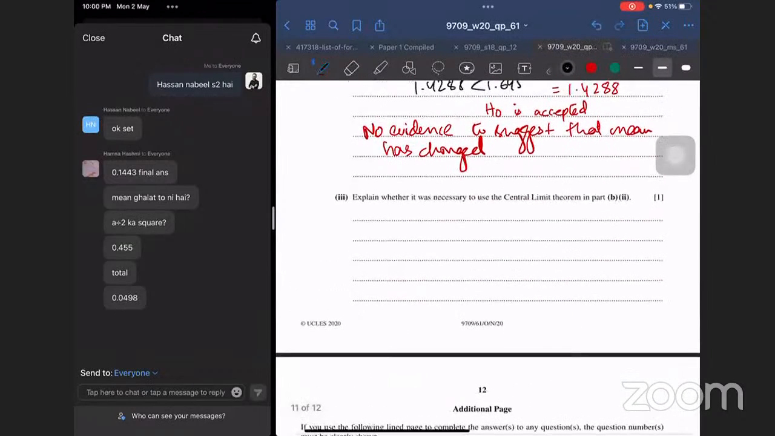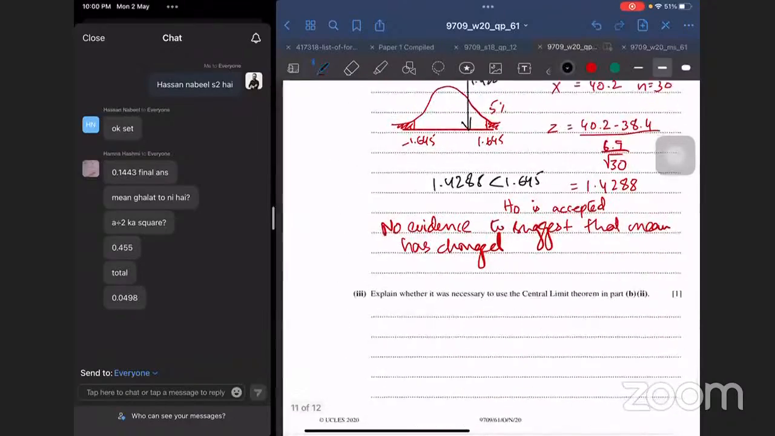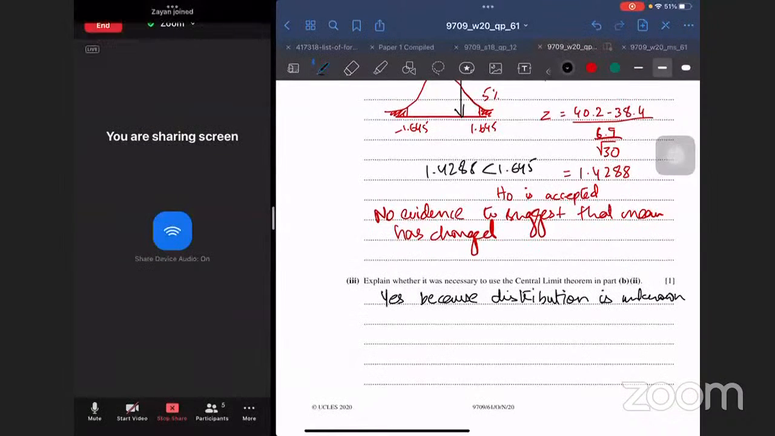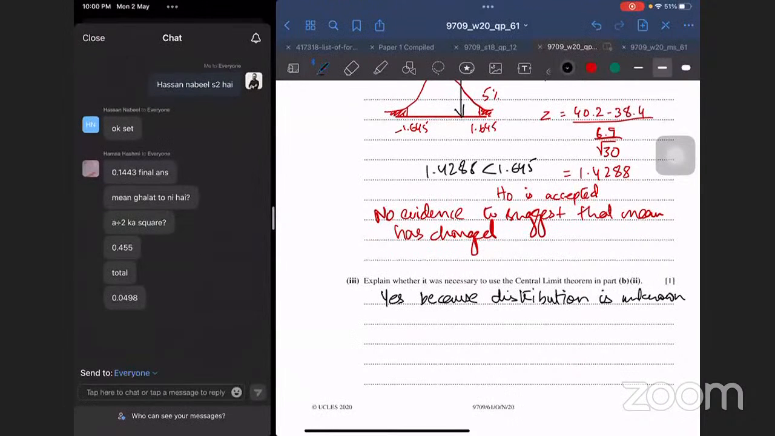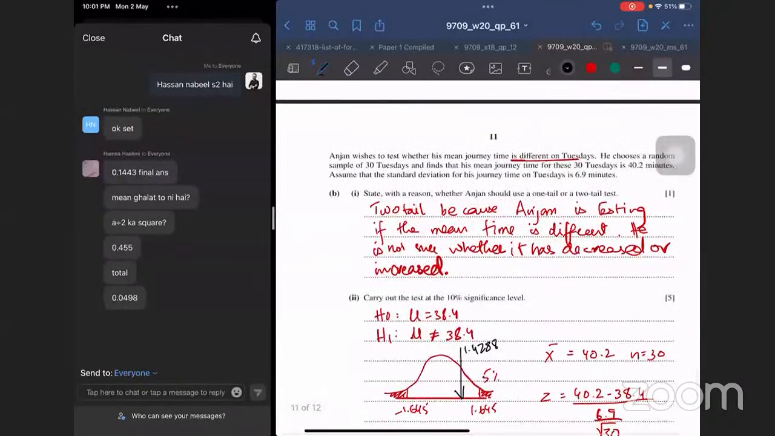explain whether it was necessary to use the central limit theorem in B2. Yes, because the distribution is unknown. Okay, that is the end of this exam. Let's look at the next one.